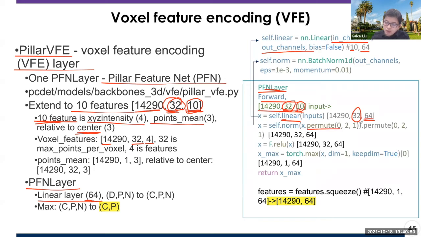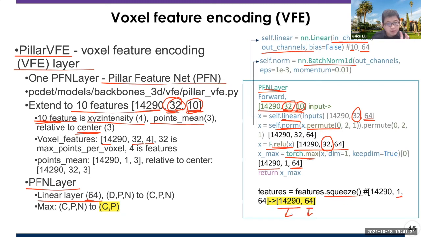Then they do a permute, change it. Then they apply the normalization, batch normalization 1D. Then the sizes are the same. Then they apply a torch max operation. The max operation is over this dimension. So the result becomes the number of pillars and 64 features. Then finally squeeze, remove this channel. So it becomes 14K times 64. 64 is the vector of the feature size. This is the number of the pillars.